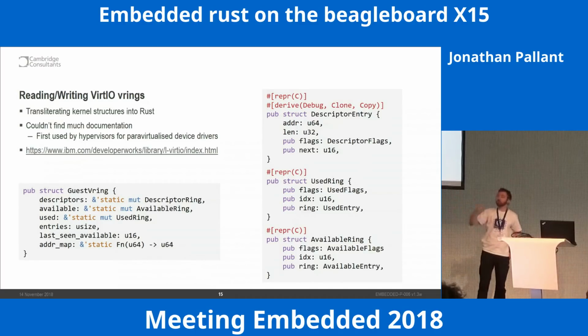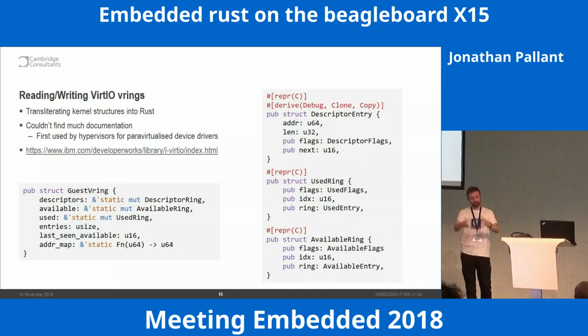My M4 wakes up, it looks at the used ring, goes, oh, this number is larger than I remember it being. Data must have been given to me. Uses the index, grabs the pointer, runs some address translation, accesses the block, reads or writes from it, puts the index into the available ring, increments the counter, sends an interrupt. Linux wakes up, goes, oh, this number is not the value I remember it being. Someone must have placed data on my available ring.